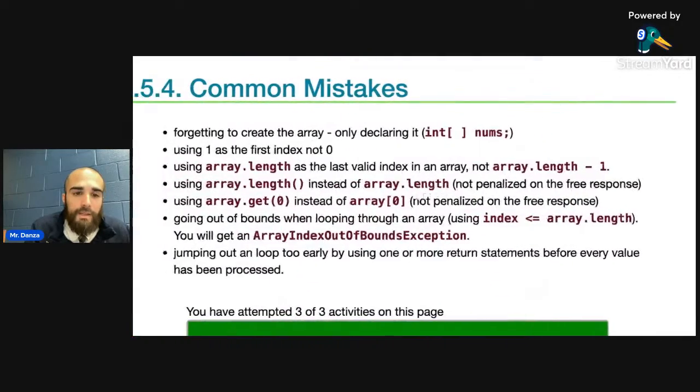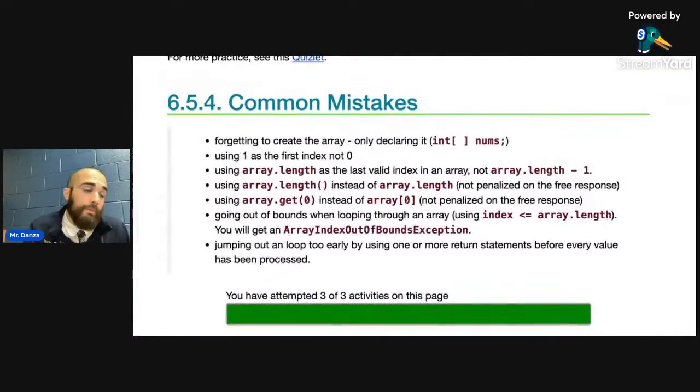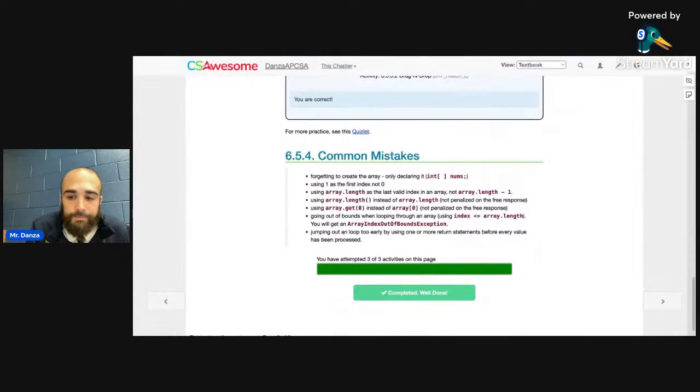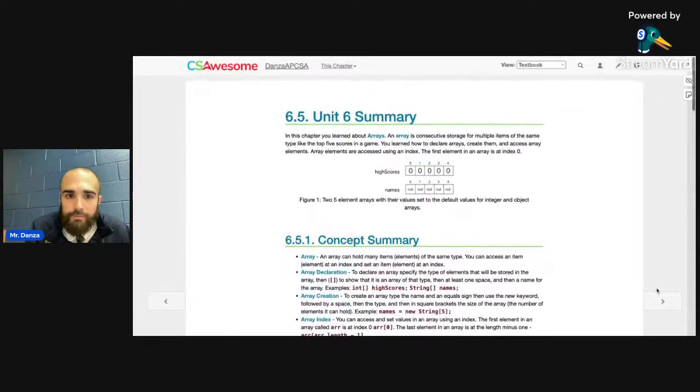Some common mistakes. I made some of these mistakes even, so they're common. Making sure we create an array. By now, we should know that we start counting at 0. An index out of bounds exception, jumping out of a loop too early. These are all common mistakes. 6.5. Let's keep going.